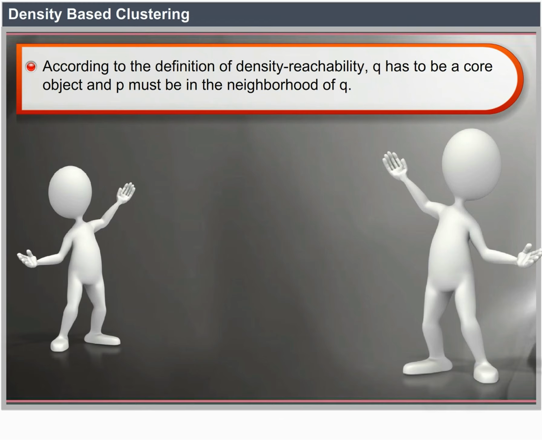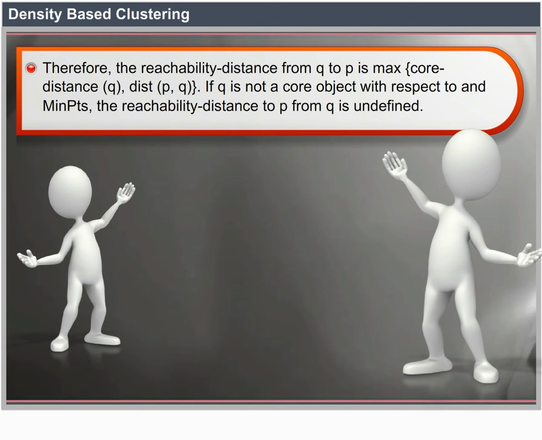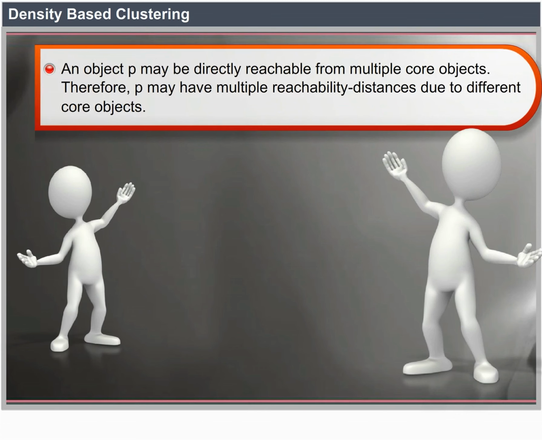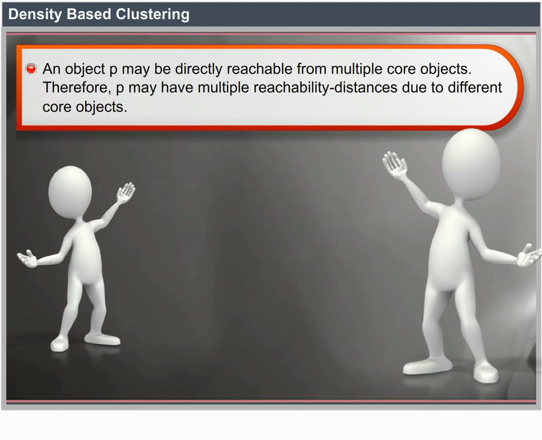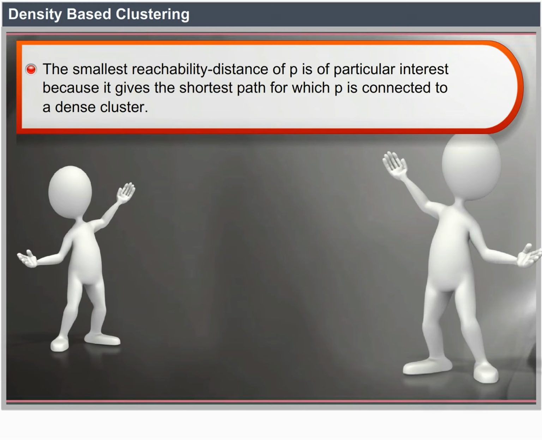Therefore, the reachability distance from Q to P is max(core distance of Q, distance(P, Q)). If Q is not a core object with respect to min points, the reachability distance to P from Q is undefined. An object P may be directly reachable from multiple core objects. Therefore, P may have multiple reachability distances with respect to different core objects. The smallest reachability distance of P is of particular interest because it gives the shortest path for which P is not connected to a dense cluster.